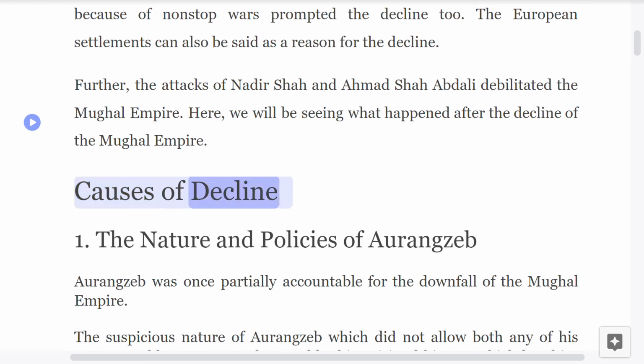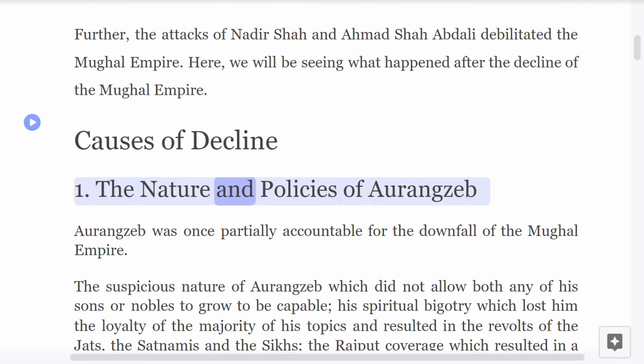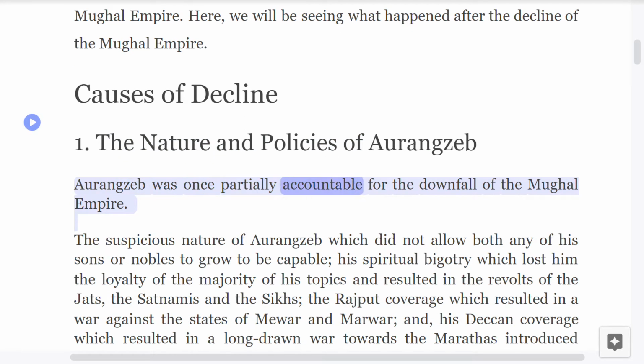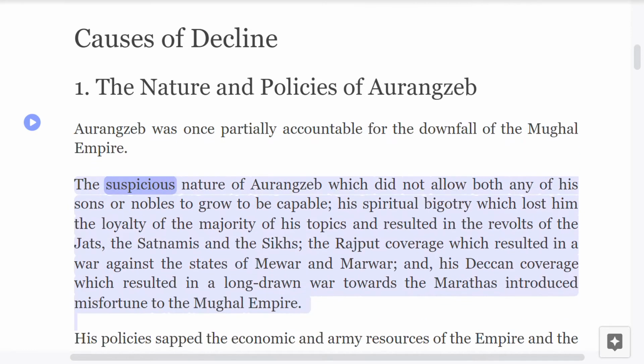Causes of decline. 1. The nature and policies of Aurangzeb. Aurangzeb was partially accountable for the downfall of the Mughal Empire. The suspicious nature of Aurangzeb did not allow any of his sons or nobles to grow to be capable. His spiritual bigotry lost him the loyalty of the majority of his subjects and resulted in the revolts of the Jats, the Satnamis and the Sikhs.